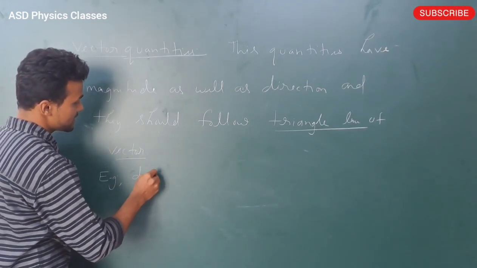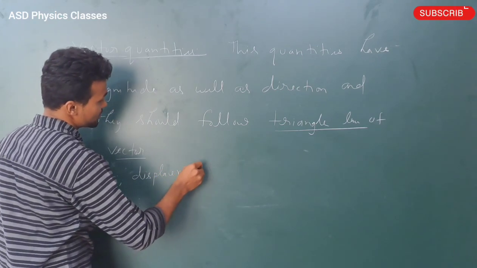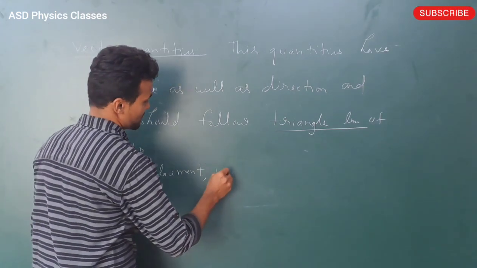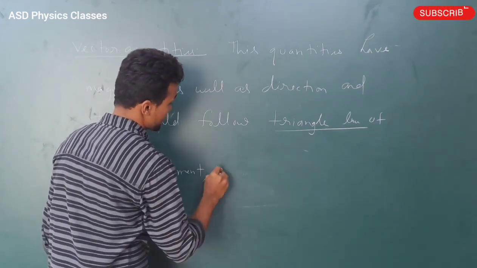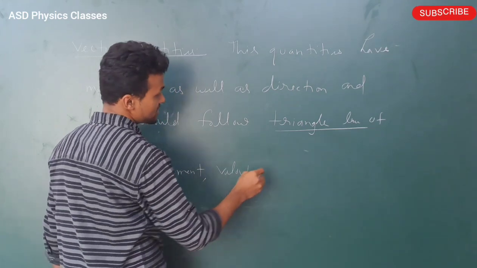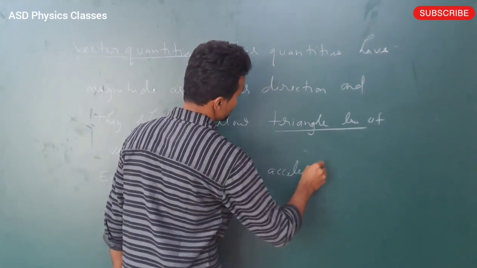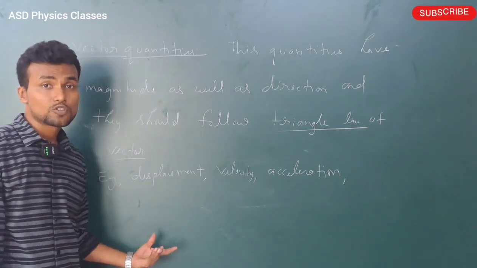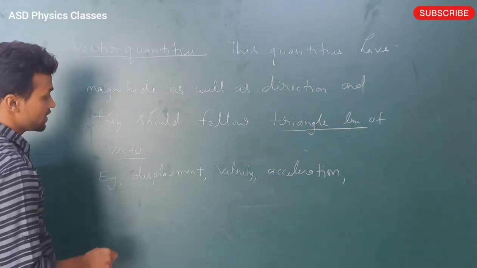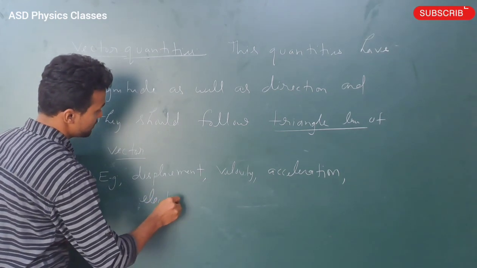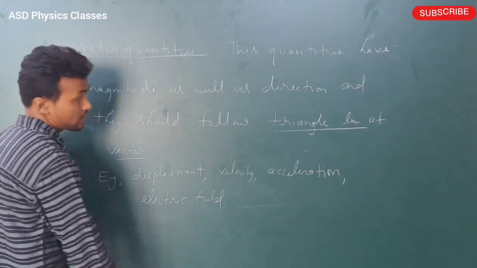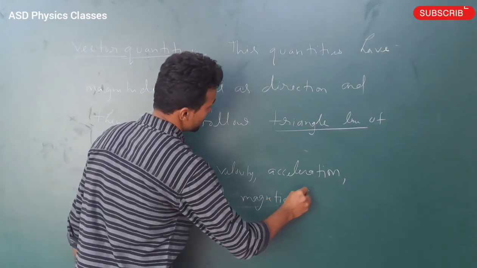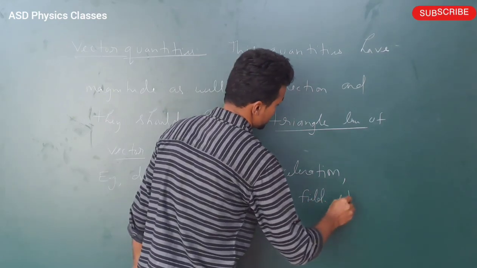So if I talk about some of the vector quantities, then at a very basic level we can write displacement, velocity, acceleration. All this we used to learn in 11th. But if we write some of the physical quantities that are vectors that we are learning in 12th standard, we can write electric field, which is also a vector quantity, and magnetic field. So these are all vector quantities, etc.